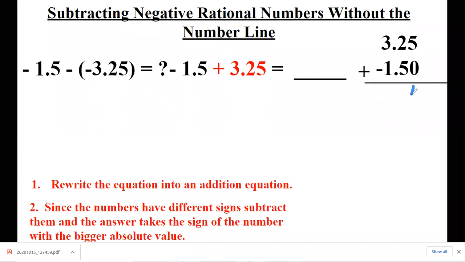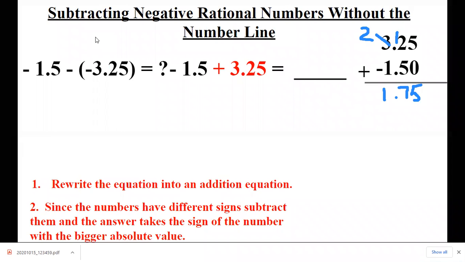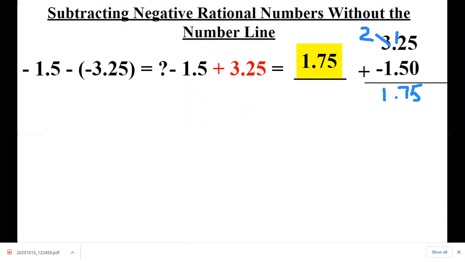5 minus 0 is 5. I can't take a 5 from a 2, so I borrow from the 3 and make it a 2. This 2 becomes 12. 12 minus 5 is 7. I put the decimal point and then I do 2 minus 1 is 1. So $1.75, or not $1.75, we're not talking money, 1.75 or 1 and 75 hundredths. There's our answer. Okay, next one.